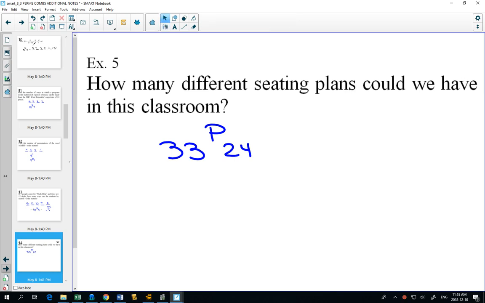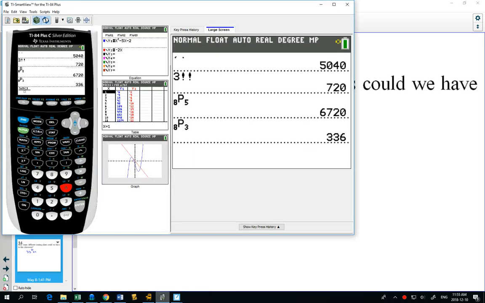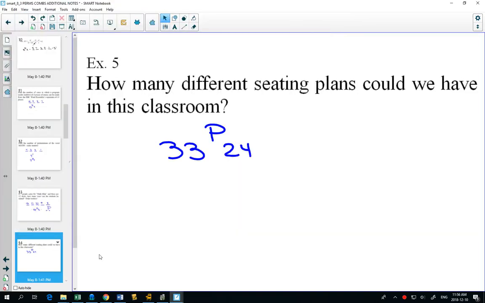How big of a number is this? Clear. I have to turn my calculator off because it's not responding. Very big. Do you have it on your calculator? Yeah, 2.39.